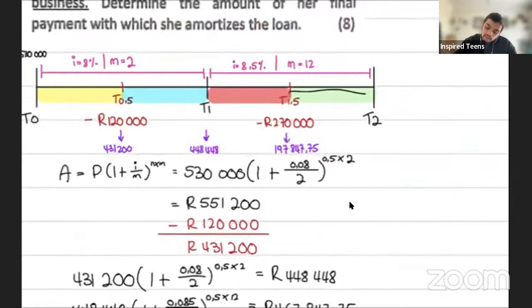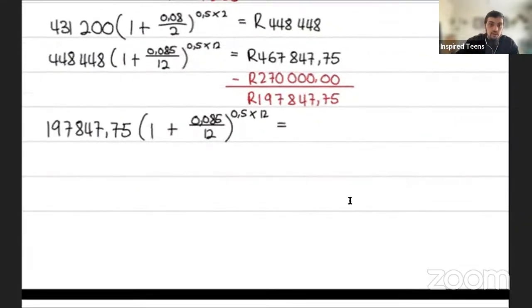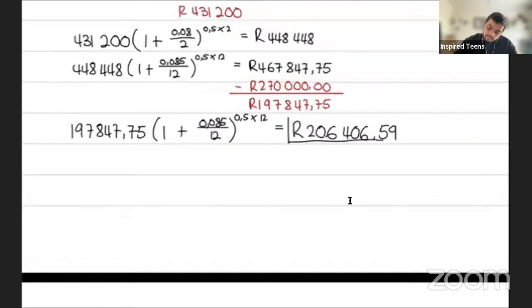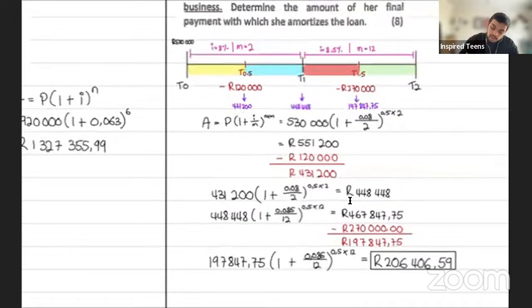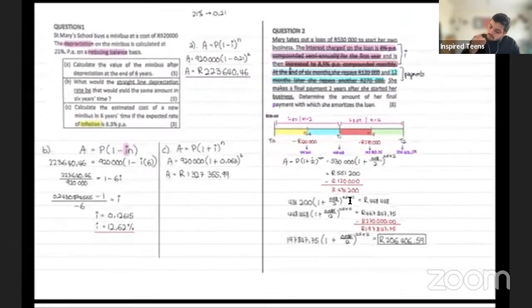So it grows in the account until she's ready to make the final payment. We grow it for another 6 months, and when we do this calculation, this loan amount grows to $206,406.59. Essentially, after this 2 year period, she made a payment of negative 120, then the interest rate changed, then she made another payment of negative 270, and then it grew for another 6 months. She now, at the end of 2 years, owes them $206,406.59.